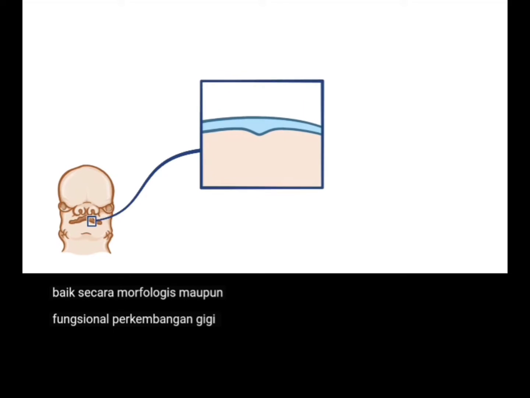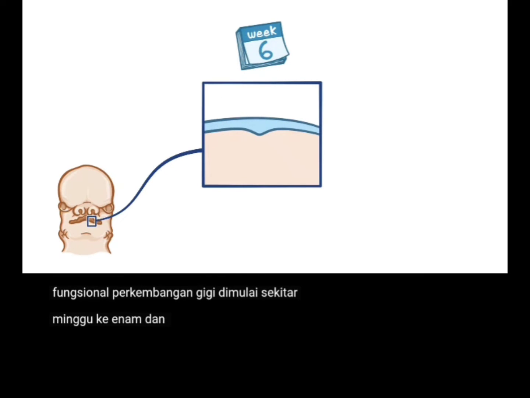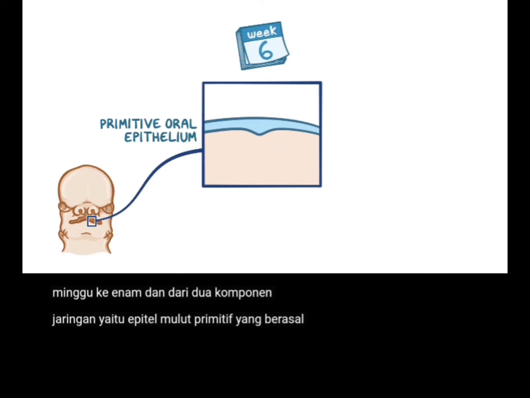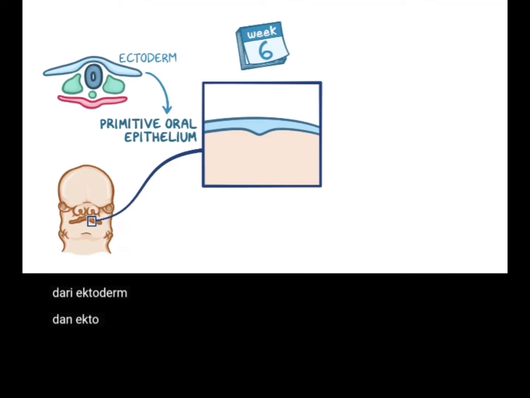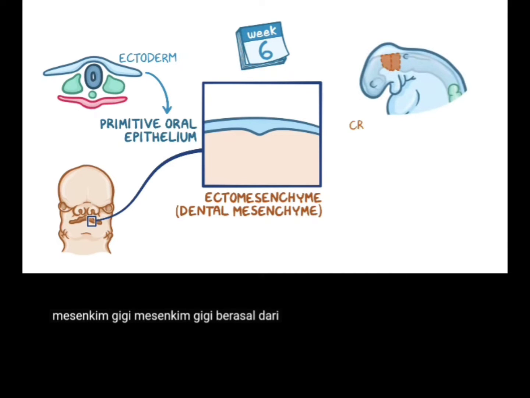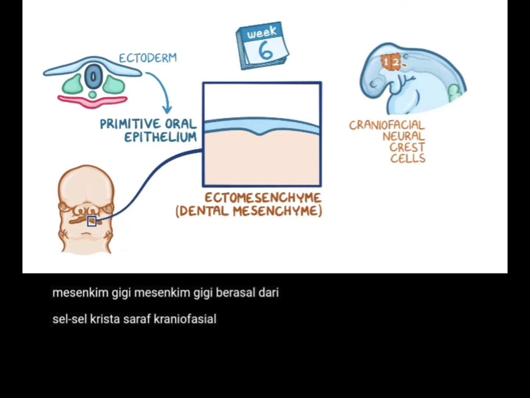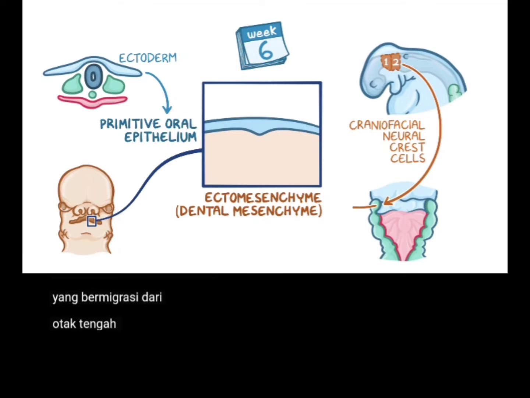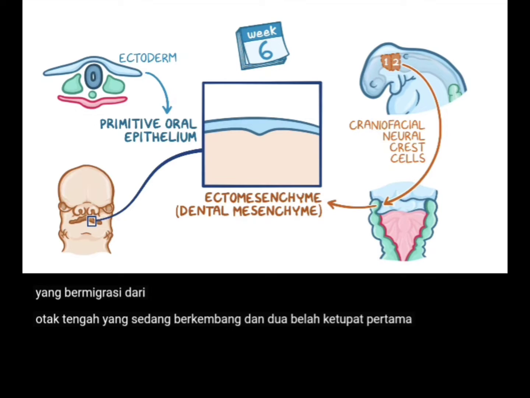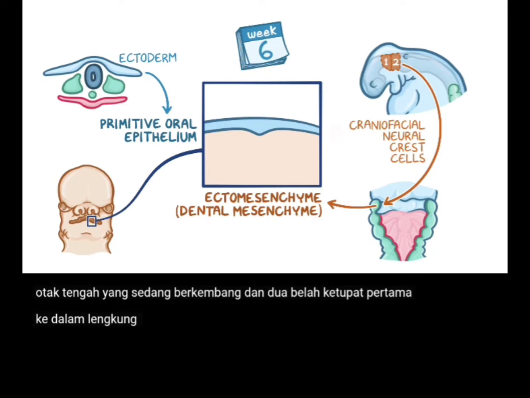The development of teeth begins around week 6 and from two tissue components: the primitive oral epithelium, derived from ectoderm, and the underlying ectomesenchyme, or dental mesenchyme. The dental mesenchyme derives from craniofacial neural crest cells that migrate from the developing midbrain and the first two rhombomeres into the first branchial arch.